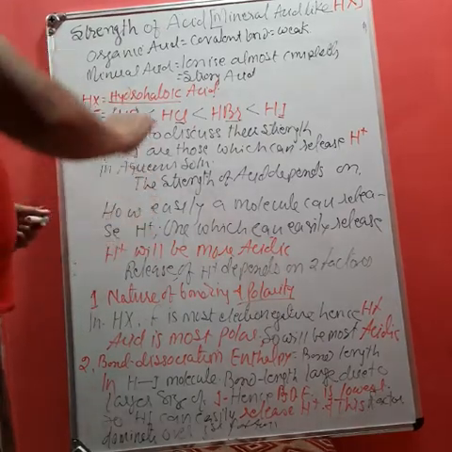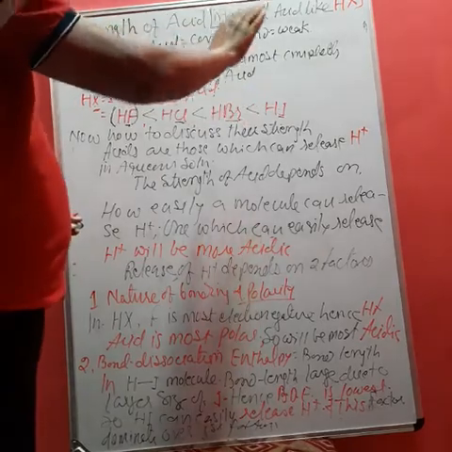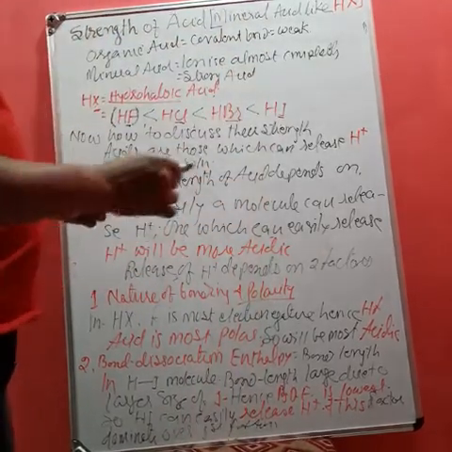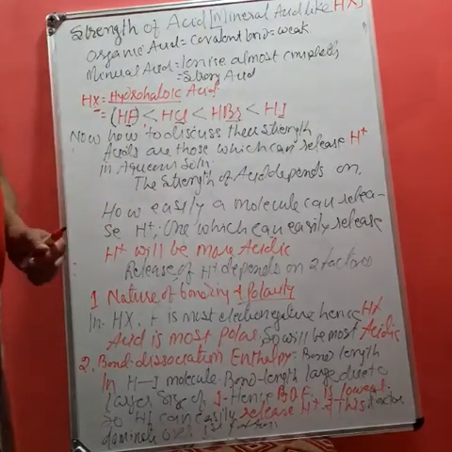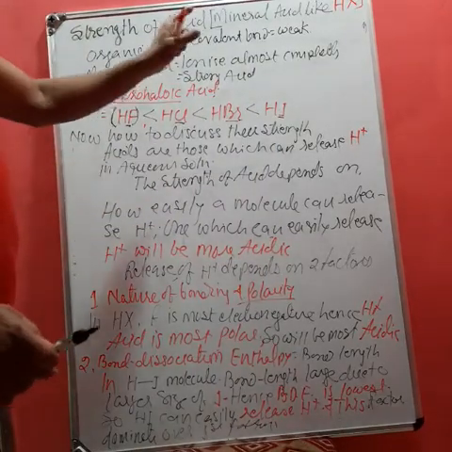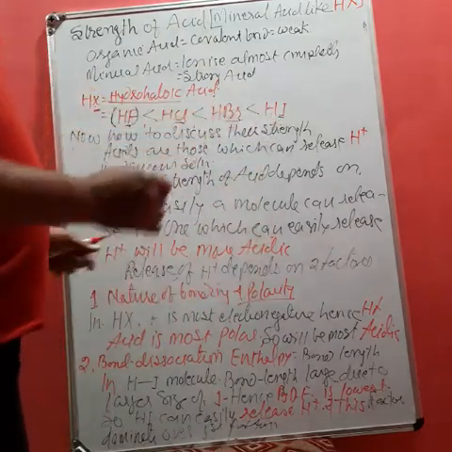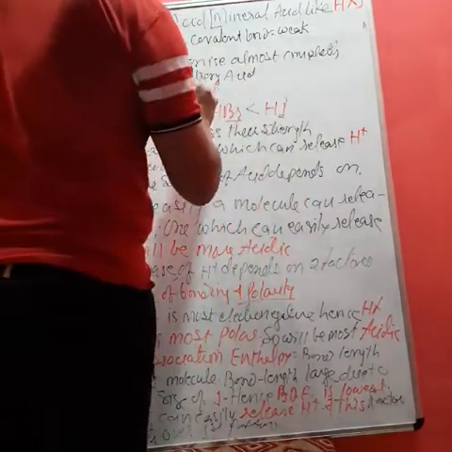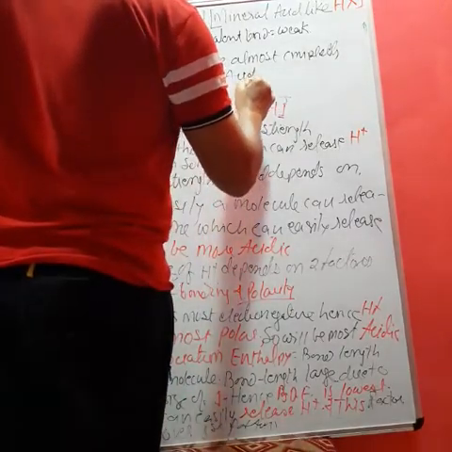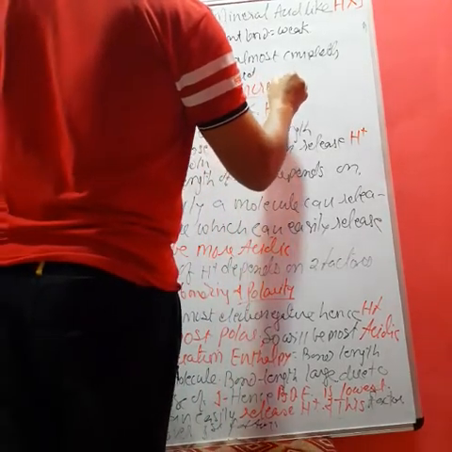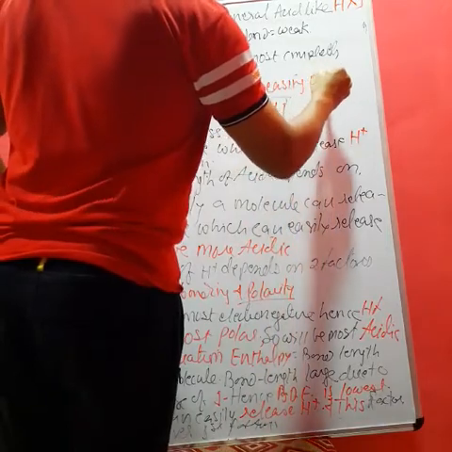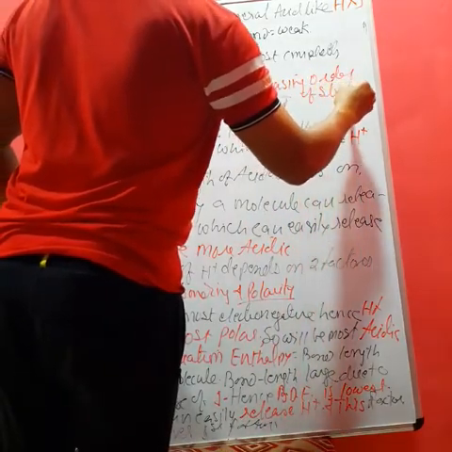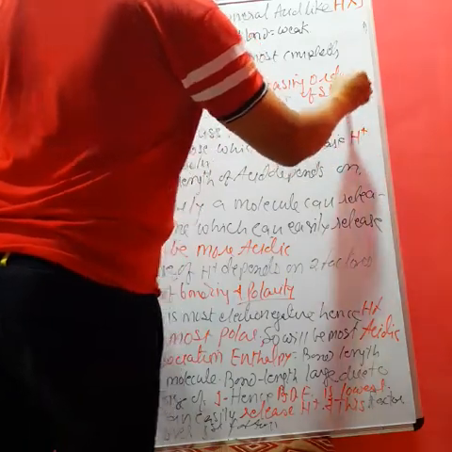Student, we know that moving down the group, electronegativity decreases, therefore polarity decreases, thus HI is unable to form hydrogen bond. Moreover, its bond dissociation enthalpy is very low, therefore the strength is in increasing order. We can say it is what? Increasing order of strength. Okay, so this is a very important question.